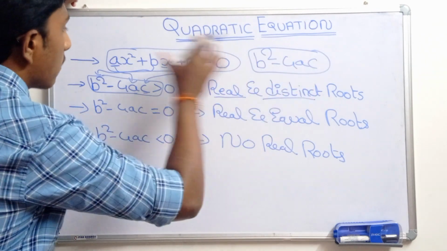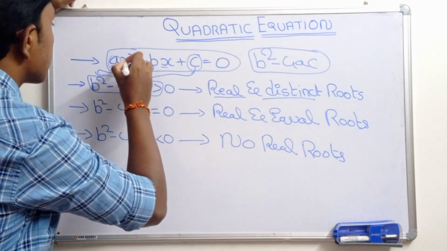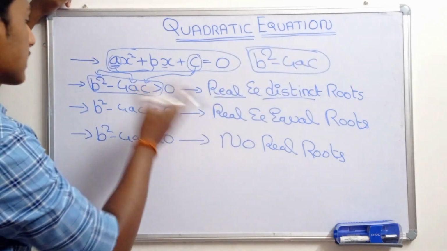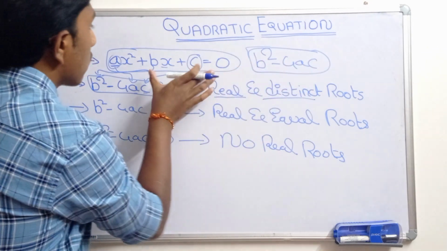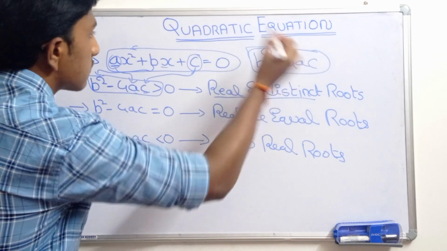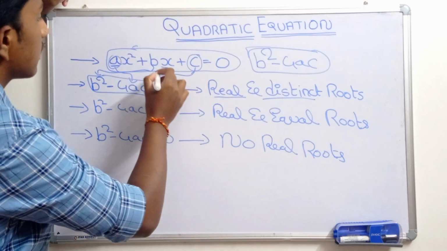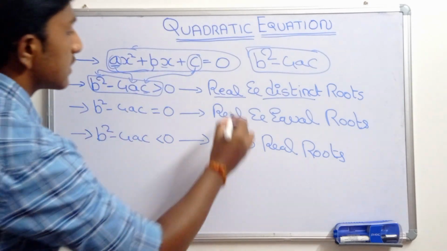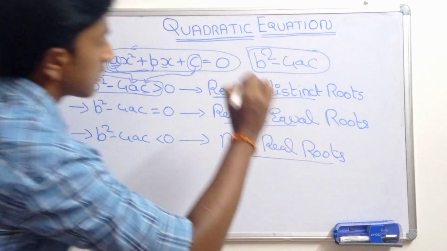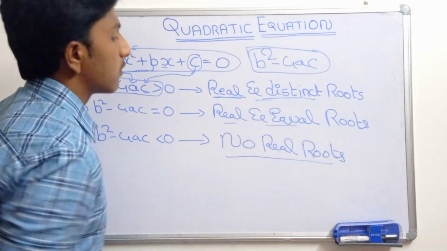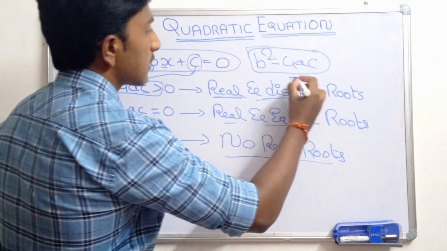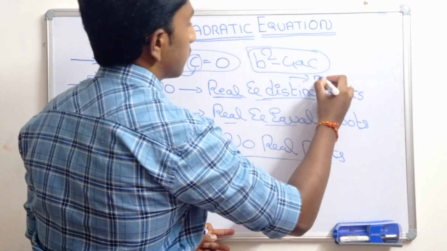From this, you have to substitute the coefficients of x square, x and the constant term in this formula. When you substitute them, you will get whether the roots of this particular quadratic equation are real and distinct, or real and equal, or there are no real roots. If b square minus 4ac is greater than 0, we get real and distinct roots. Distinct means the roots are not equal.